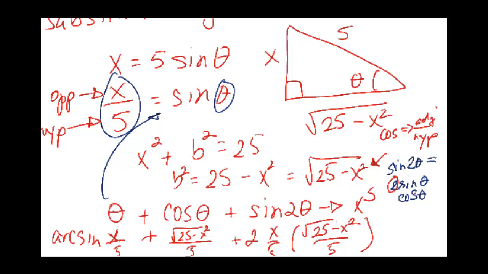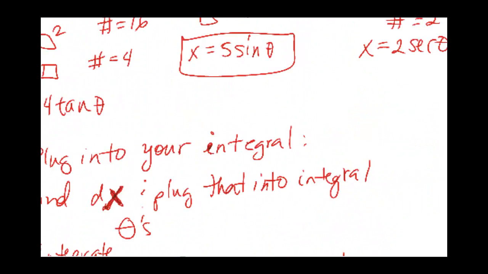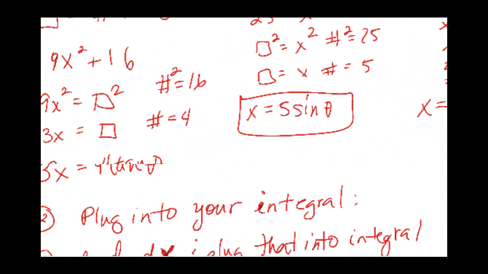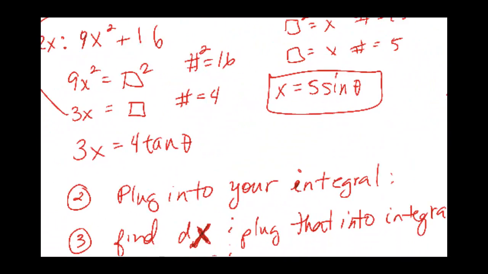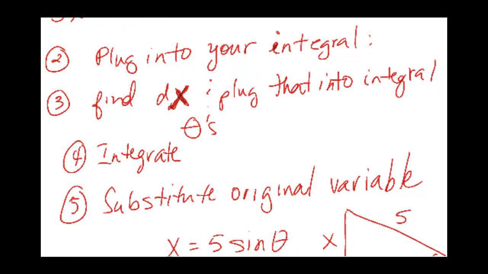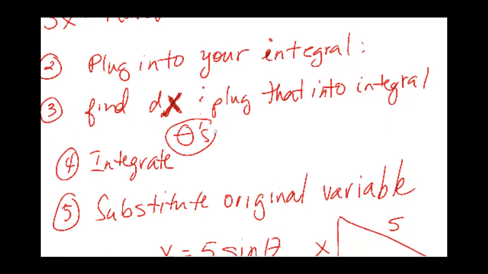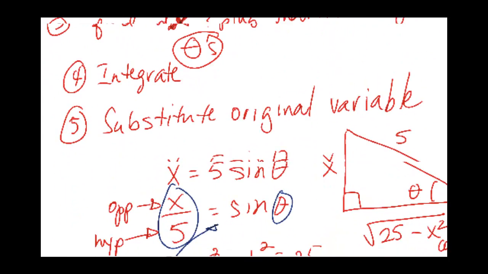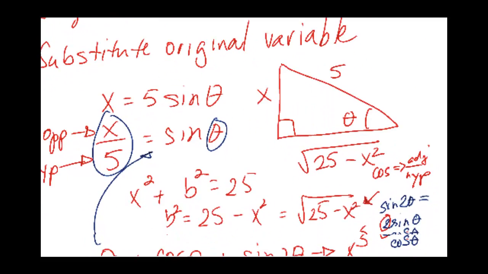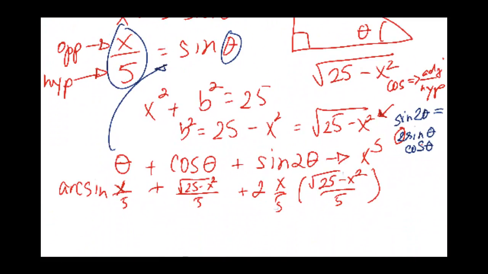Alright, so again, recapping, find your scenario, whichever one of these three it is, then after that do your substitution, plug into your integral, find dx, plug that into your integral, and it should be all in terms of theta at that point. Then you integrate, and substitute back in your original variable using a triangle and trig identities.